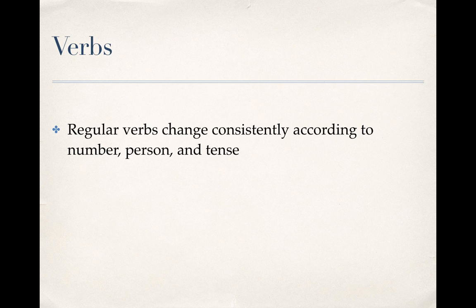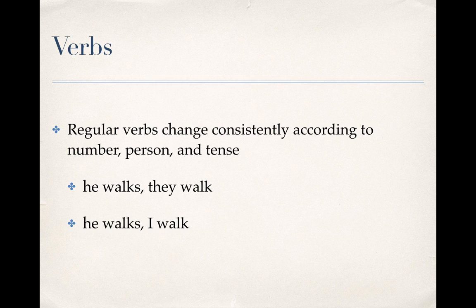Regular verbs change consistently according to number, person, and tense. And this is very easy for you because you speak English, you know how to conjugate verbs. You know that the singular subject, he, takes the verb walks. He walks. However, if we have a third person plural subject, then we take the S off. They walk. You know that a singular subject can also change according to third person and first person. He walks, but I walk.